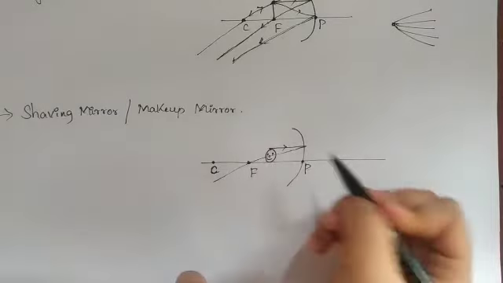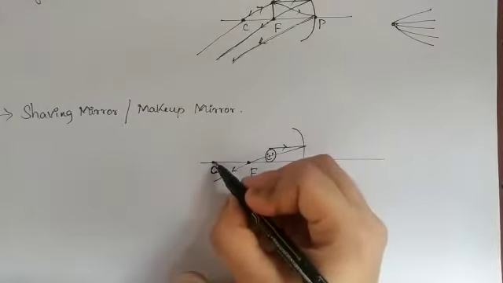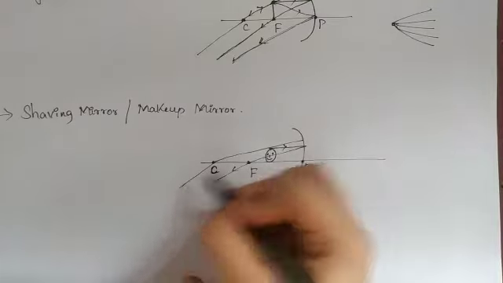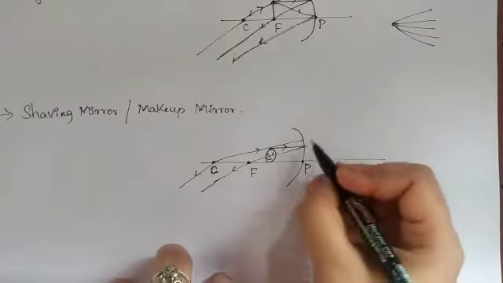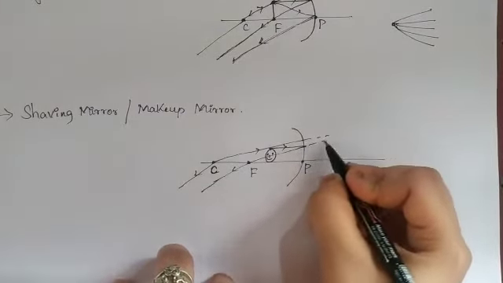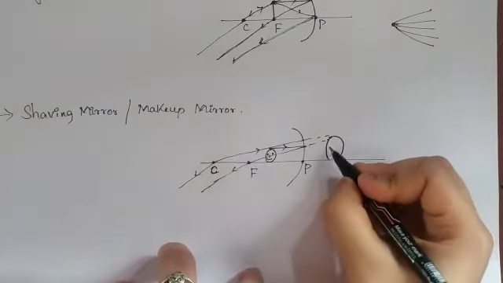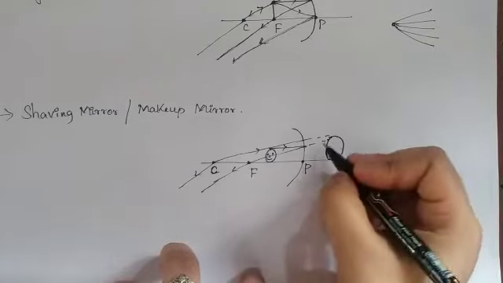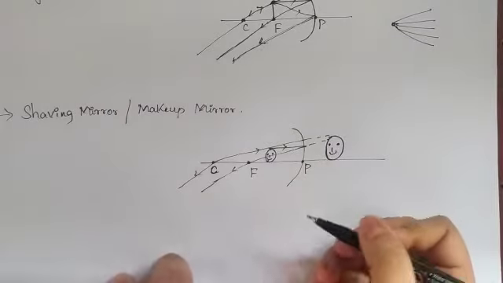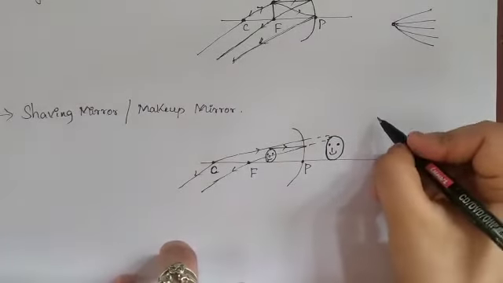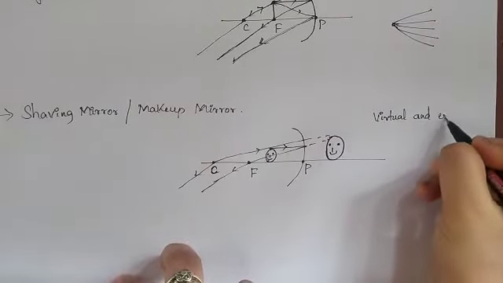One ray which is parallel to the principal axis, after reflection moves through the principal focus. Another one is through the center of curvature. After reflection, these two rays will diverge here, but when we take an imaginary line, you can see this image will be formed behind the mirror. Compared to the object, the image will be very large, and it is virtual and erect. Virtual and erect image will be formed.